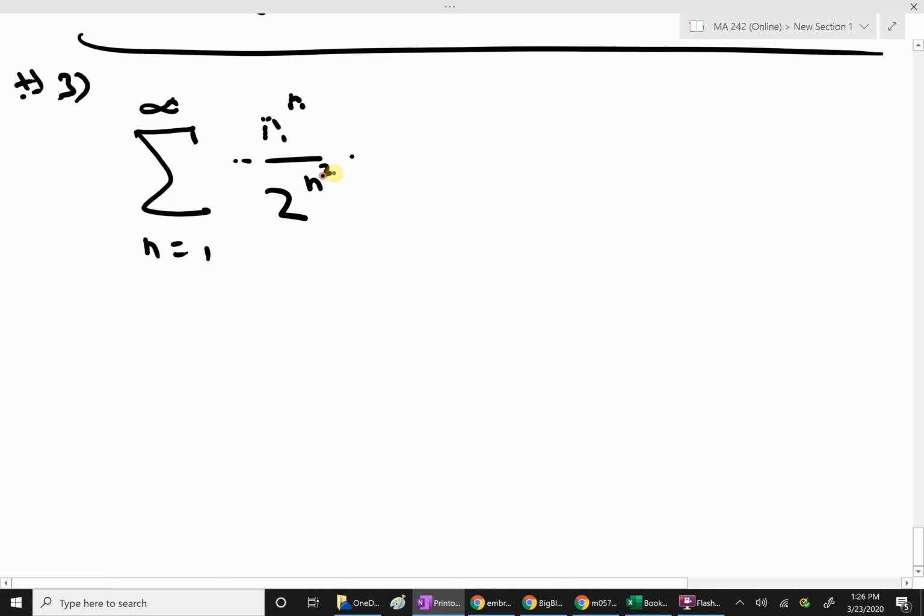So number 3 is the infinite series from n equal 1 to infinity of n to the nth divided by 2 to the n squared, right? Now, let me ask you a question. Which do you think is going to work here, the ratio or the root test? What do you kind of suspect and why?